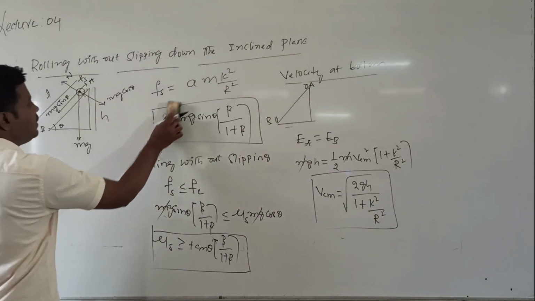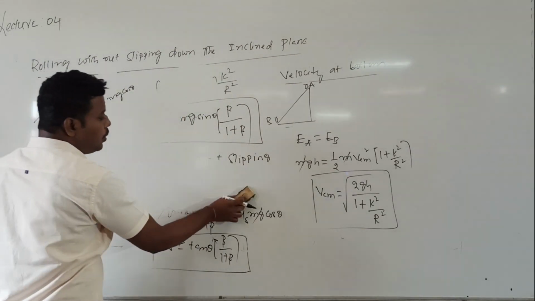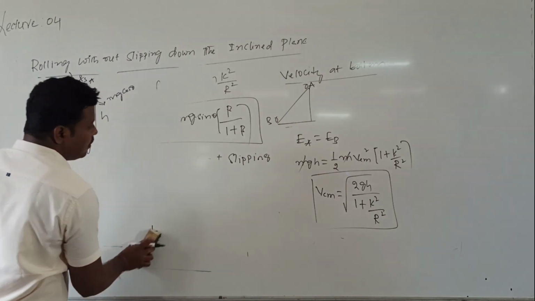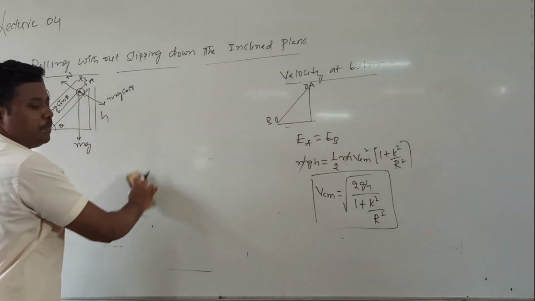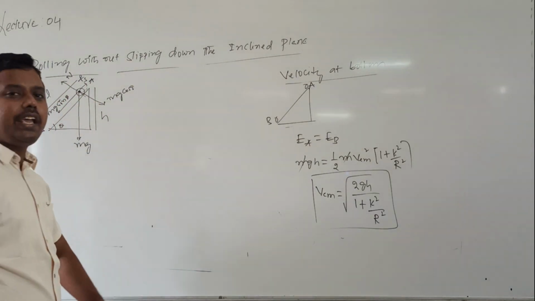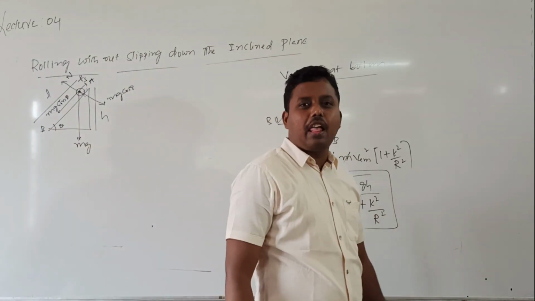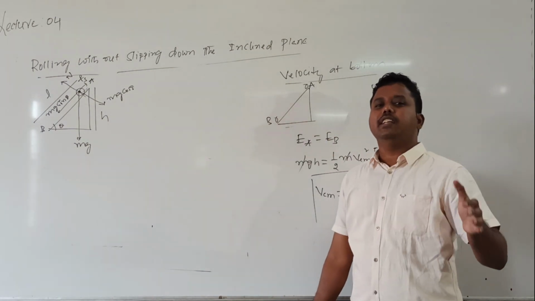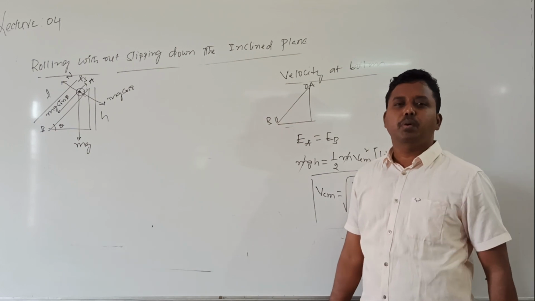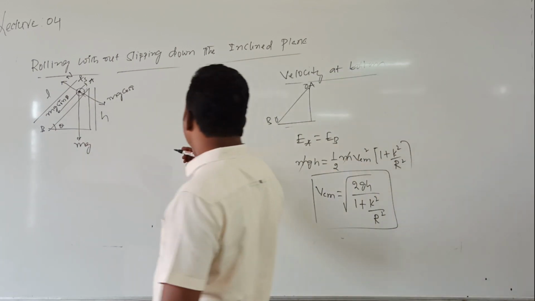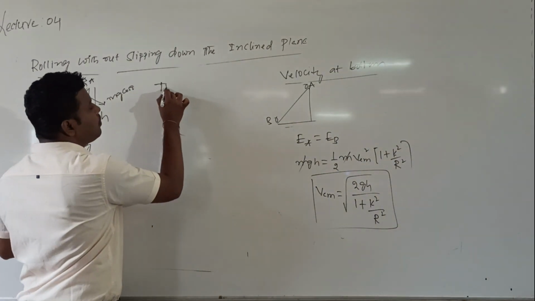So last point is, what is the time taken by the body to reach the bottom? All points are important. See, in all expressions we are getting the term k. K is the radius of gyration. To calculate the k value, it is a must to know the moment of inertia of the body. Then let us see time taken to reach the bottom.